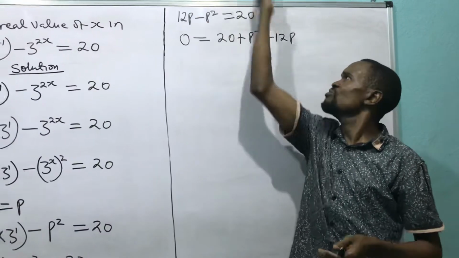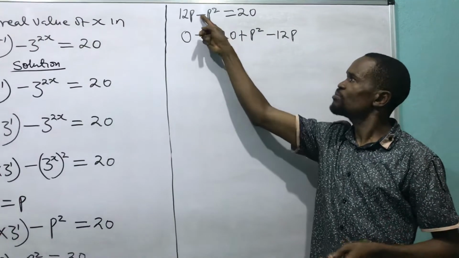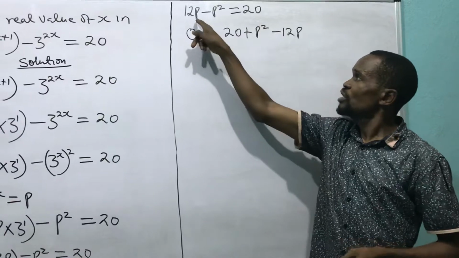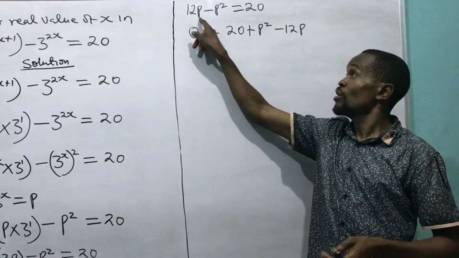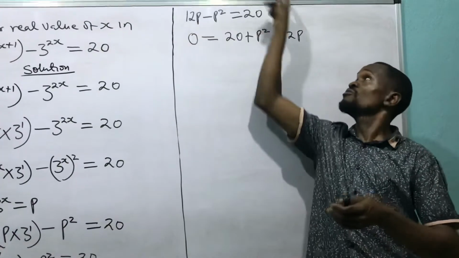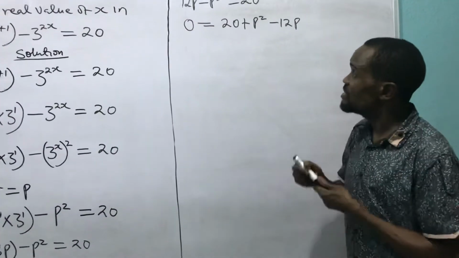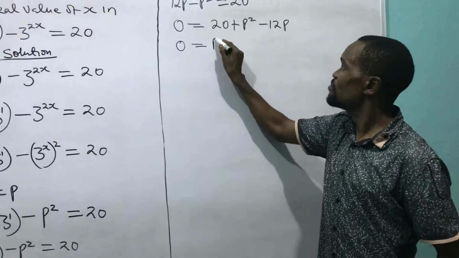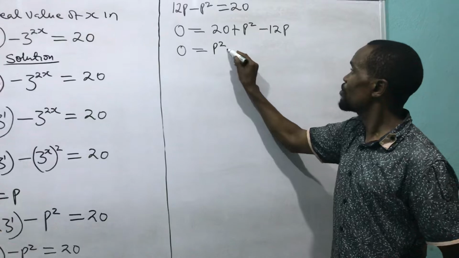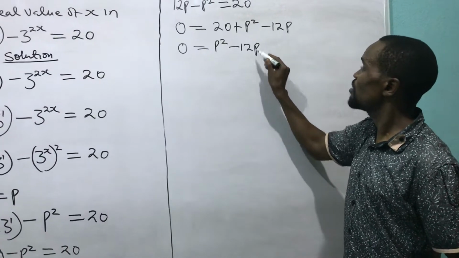I take this one over here, it becomes plus P because it's minus. If it crosses here, it becomes plus. Then here is plus 12P, 12 plus 12P. I take it over here, it becomes minus. Arranging this well, I'll have this equals to this one. I can bring him here, and I can bring this one here, 12P minus 12P.